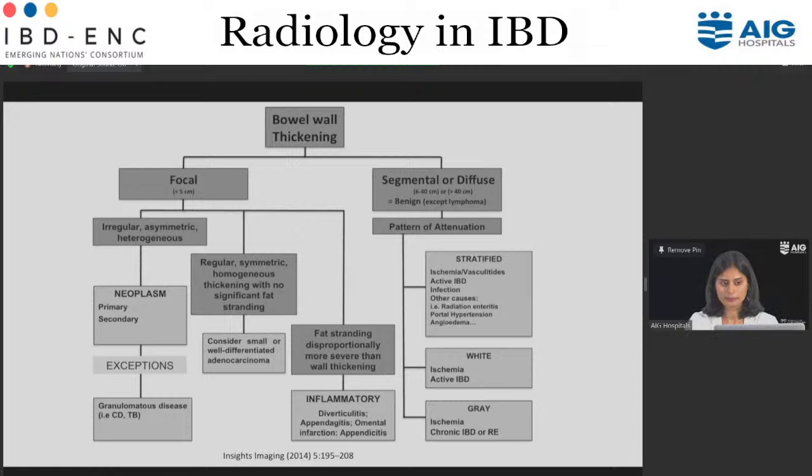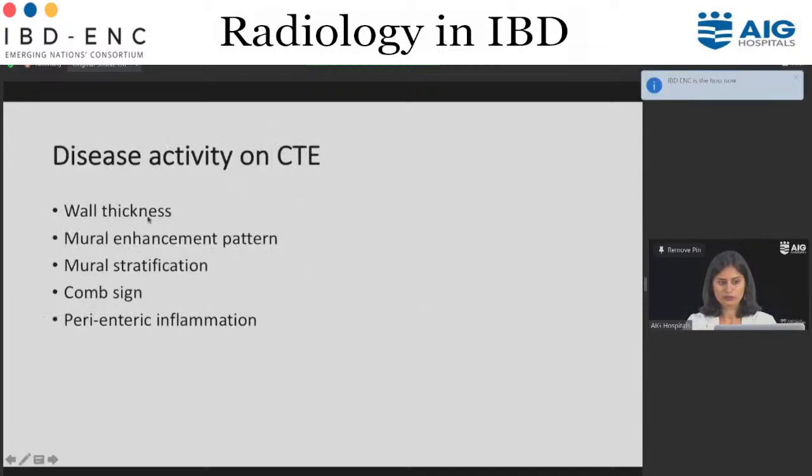We do get IBD mimics. Some pointers: when there's only focal and very asymmetric wall thickening, think of a neoplasm, especially in the right age group or right clinical setting. Of course, Crohn's disease and TB can be exceptions sometimes. And when there's excessive fat stranding, disproportionate to that of the wall thickening, think of other inflammatory conditions as well, like diverticulitis, appendicitis, appendagitis, and omental infarction. When there's long-segment or diffuse wall thickening, these patterns of attenuation help in narrowing down the differentials. So these are the parameters we've gone through that can be used to assess disease activity to some extent on CT enterography.